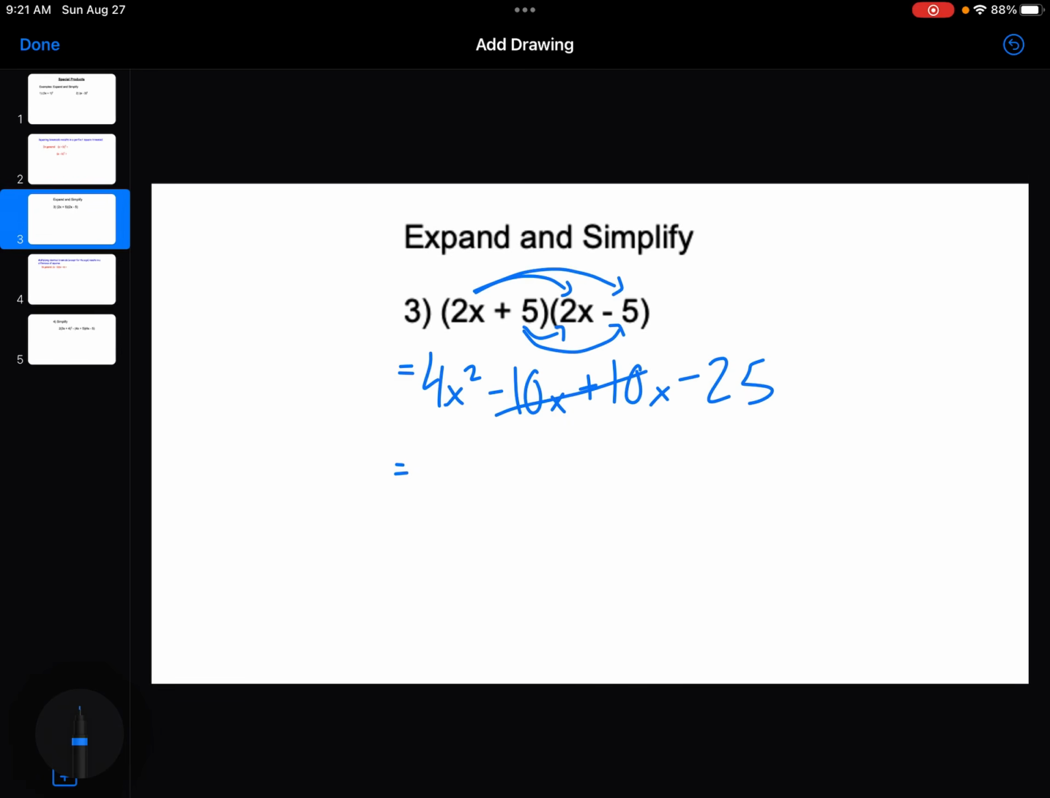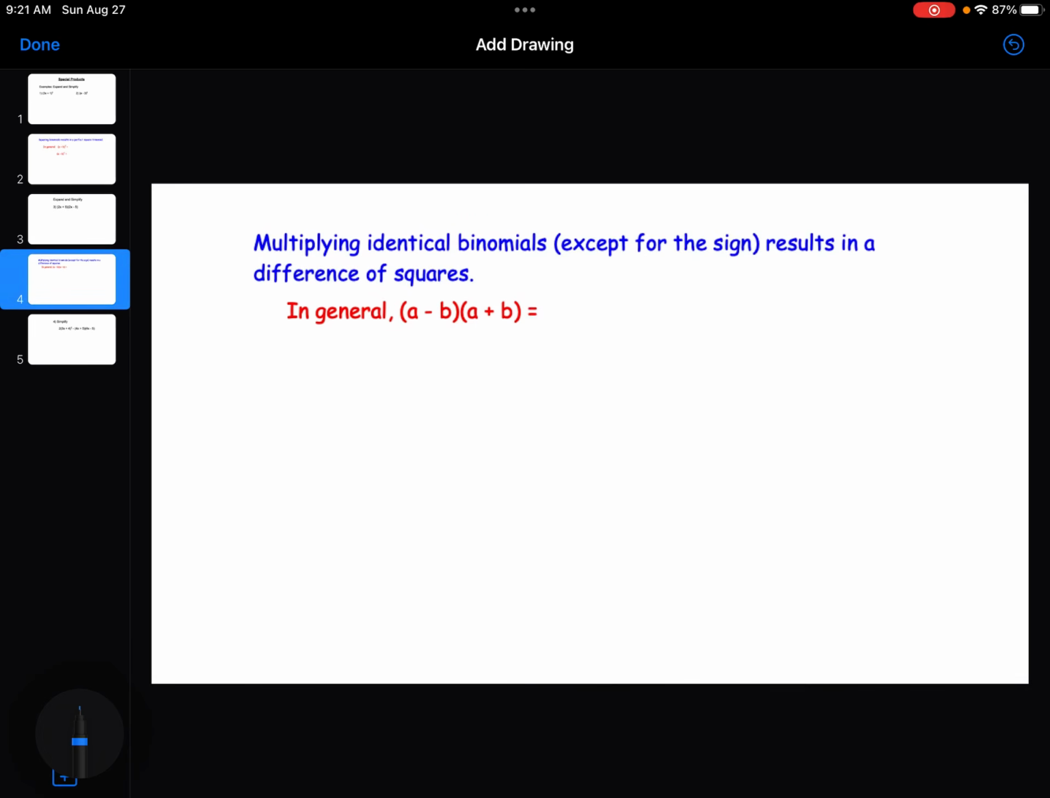Well, plus 10x and minus 10x, that's going to cancel out. So that middle part is going to go away. So we get then 4x squared minus 25. So when we're looking at this, because of that positive and negative, we've actually got rid of our middle term. So considering this, we're multiplying identical binomials, but the signs are different. That's very important. Okay, so you're multiplying the identical binomial with different signs. So this has to be the exact same when we're doing this.